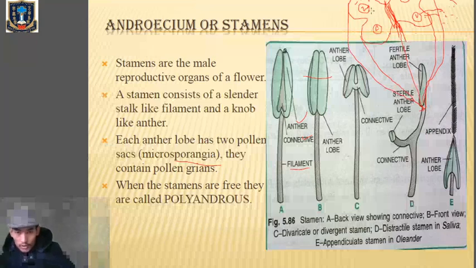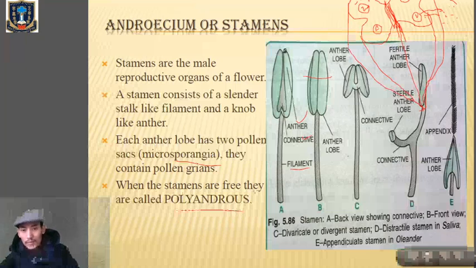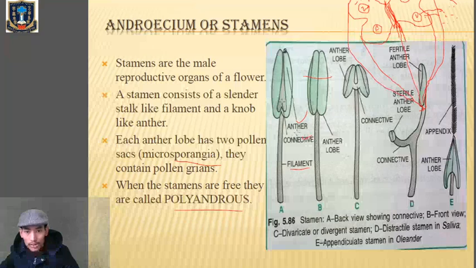These structures which are present at the four corners of the anther are called the microsporangia or the pollen sacs, and they contain the pollen grains. All right, and whenever the stamens are free, they are called polyandrous. Remember, this is the filament part, this is the anther part, and this one is the connective part. And you can see here the anther lobe, and generally anther is dithecous, having two lobes. First lobe, then this is the second lobe.